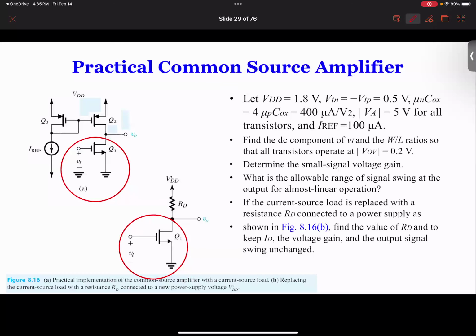And VA is 5, which is the Early voltage, to find the Early resistance. And I reference is 100 microamps, which means 100 microamps over here. We are going to have VOV at 0.2 for all transistors. So now we want to find the W over L ratio of this example in the book.